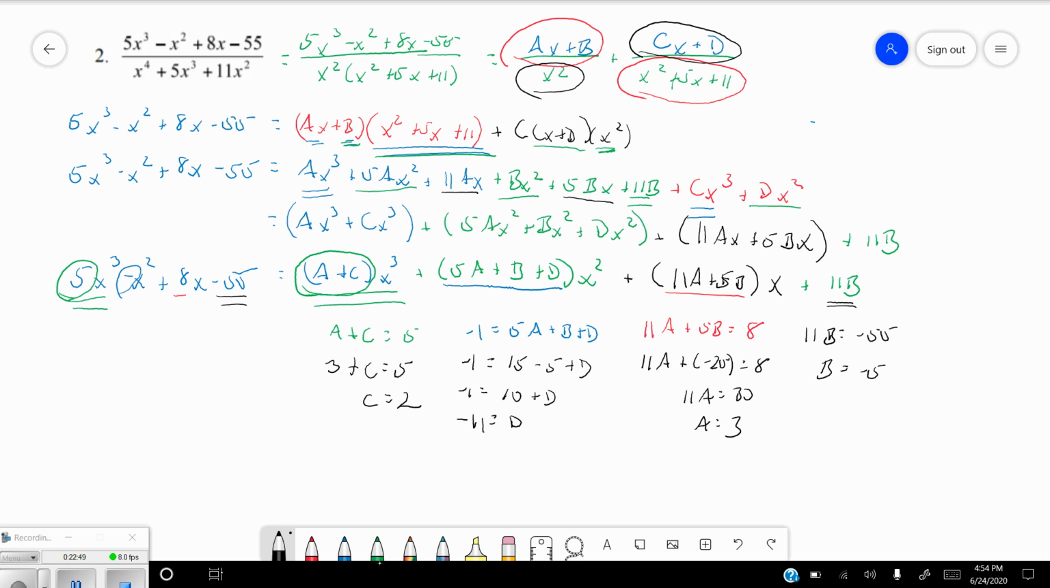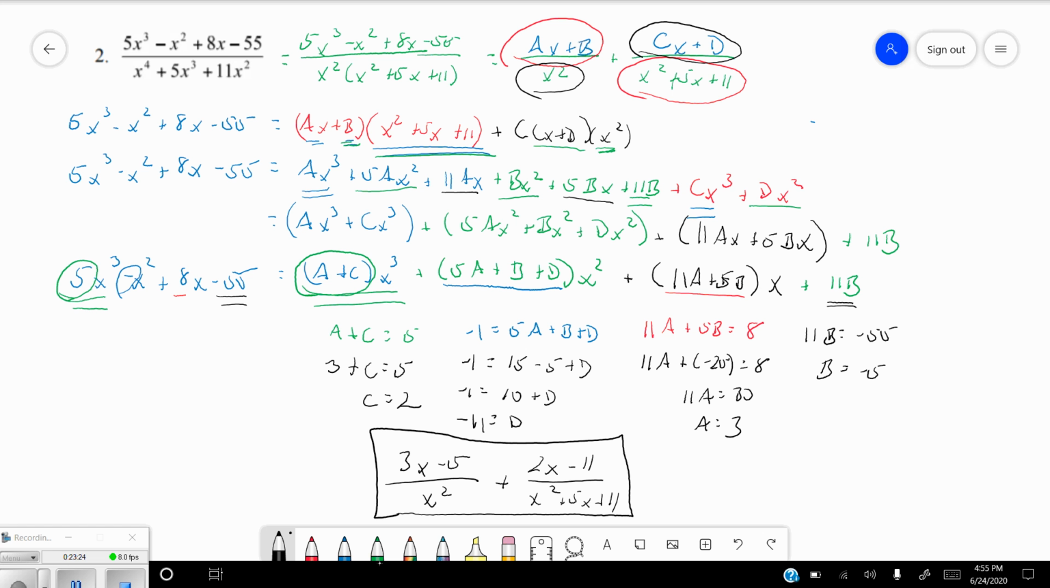So now I can rewrite in our final form here, ax plus b. So a is going to be 3, so that's 3x plus b. B is -5, so -5 over x squared. And then from the top there, plus cx plus d. C is 2, so 2x. D is -11, so -11 over x squared plus 5x plus 11. All right, there you go. That is the partial fraction decomposition of number 2.